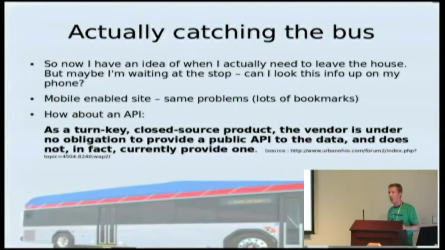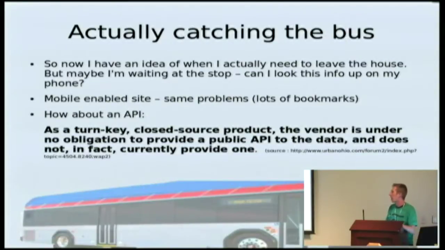They have all of this data. Clearly, it's stored on a database somewhere. Somebody's looking it up. Can I just send a query and get it in a nice machine-readable format and do with it what I want? Well, they said back when it came out, as a turnkey closed-source product, the vendor is under no obligation to provide a public API to the data and does not, in fact, currently provide one. So that's where your public dollars get you. So you can look it up, but not access it for all.